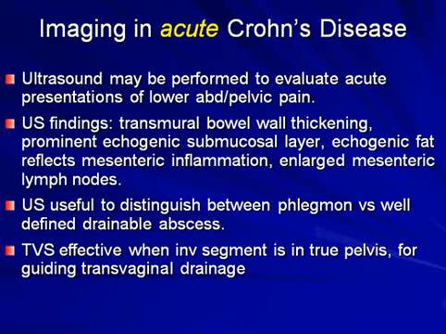In the acute presentation of Crohn's disease, ultrasound may be performed to evaluate lower abdominal and pelvic pain. The ultrasound findings include transmural bowel wall thickening, again, prominent echogenic submucosal layer of the bowel wall, and hyperechogenic fat surrounding the bowel wall, which reflects mesenteric inflammation. We may also see enlarged mesenteric lymph nodes.